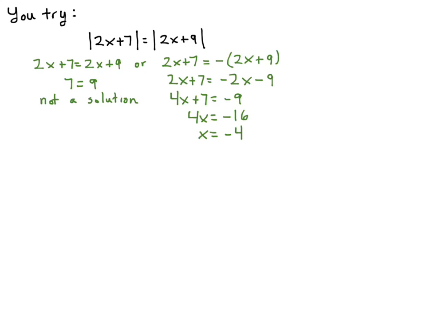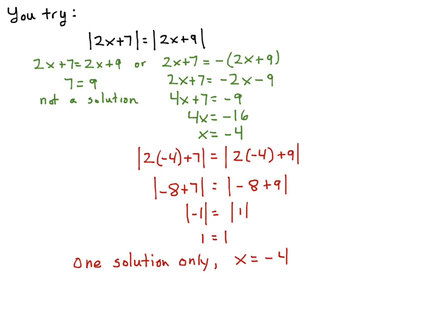So in the notes you'll see the solution there. Not a solution, because 7 does not equal 9, that's a contradiction. And so we try it out, and sure enough, we have 1 equals 1, and so here's one where you only have one solution. Okay?